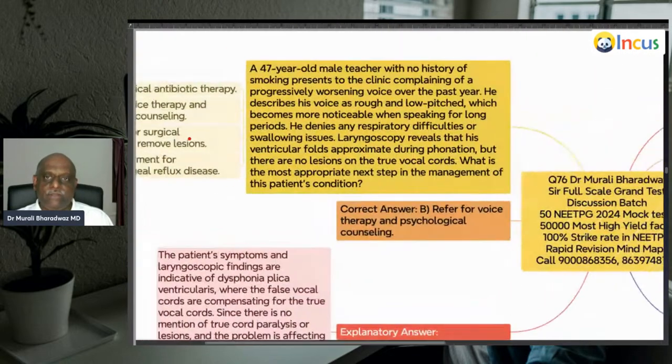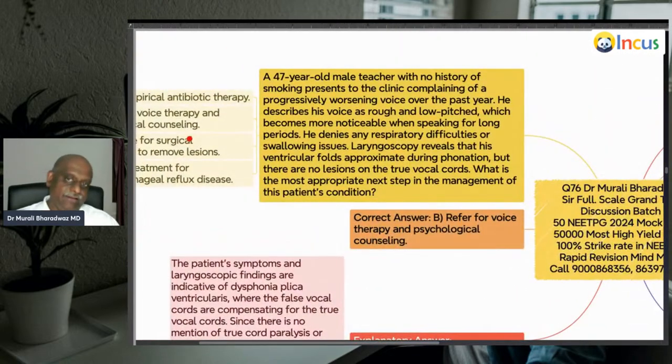A 47-year-old male teacher, who is a smoker, no history of smoking. His voice became rough.